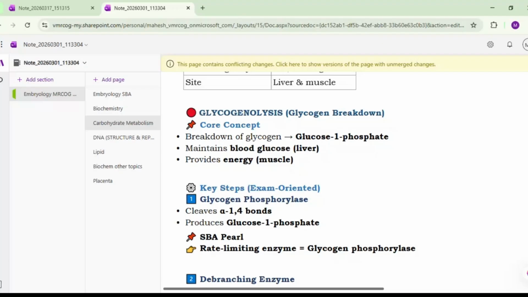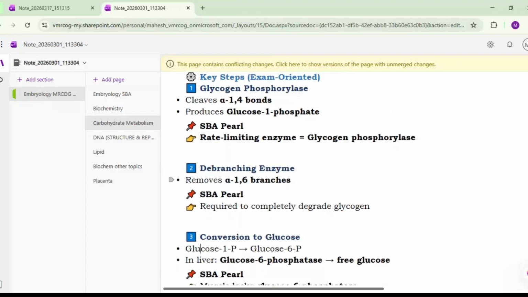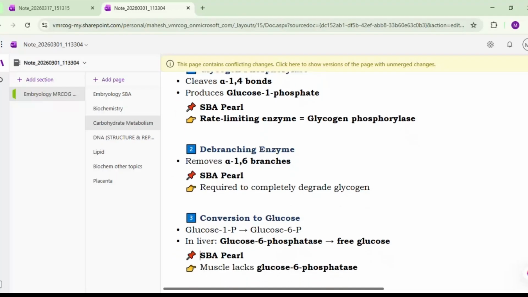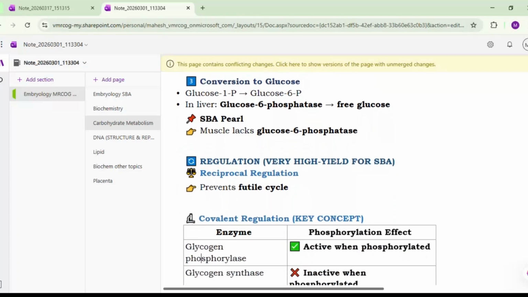So for glycogenolysis, the enzyme is glycogen phosphorylase. Then comes the debranching enzyme. It removes the alpha 1,6 branches, and it is required to completely degrade the glycogen. Next is conversion to glucose. Glucose 1-phosphate is converted to glucose 6-phosphate. In the liver, glucose 6-phosphatase is present that will free the glucose from glucose 6-phosphate. Muscle lacks glucose 6-phosphatase, that we have also seen.